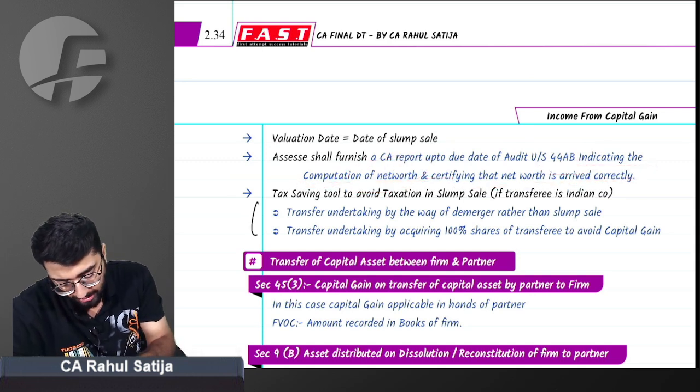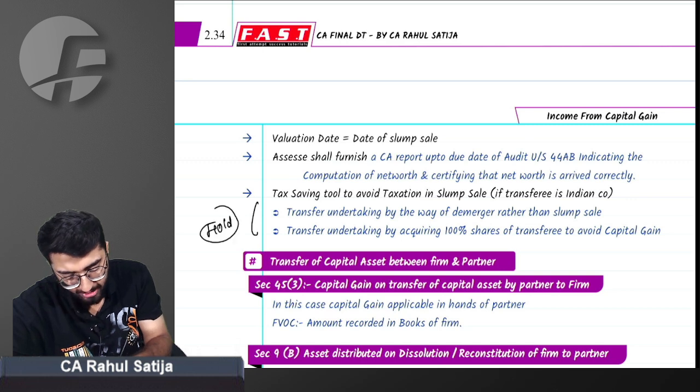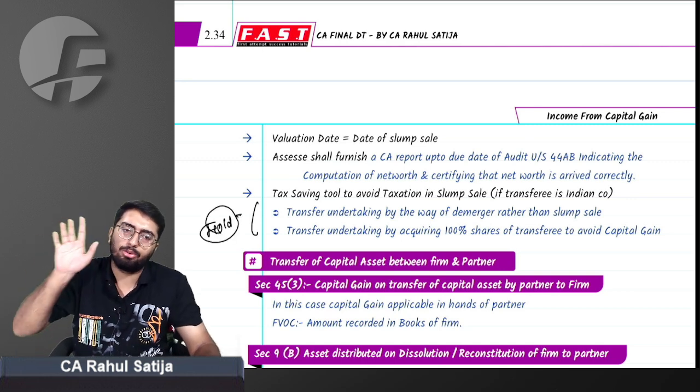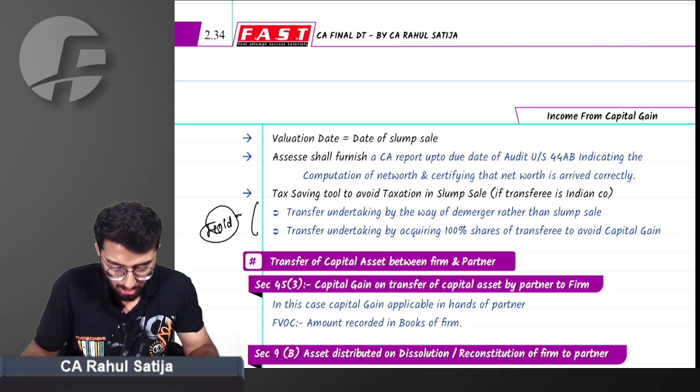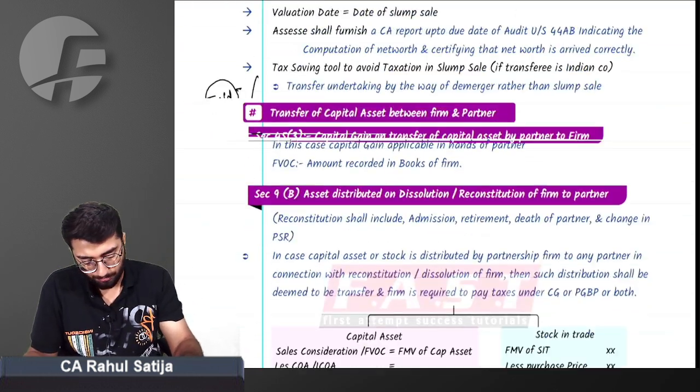Tax savvy tools, hold for some time. Once we are done with exempt transfer, we will be able to do this topic also. Next topic.